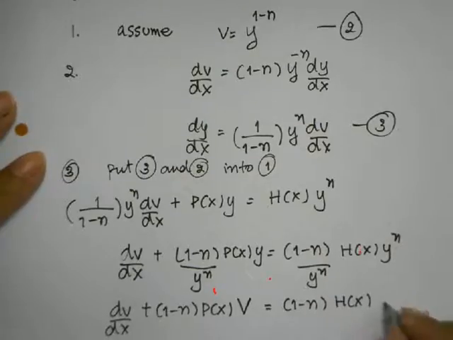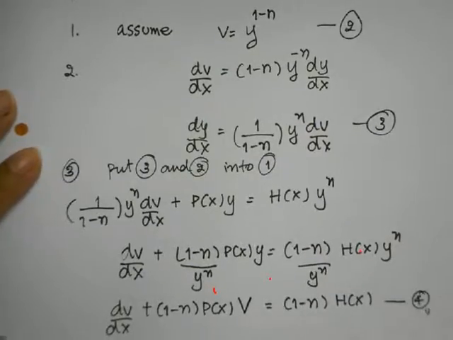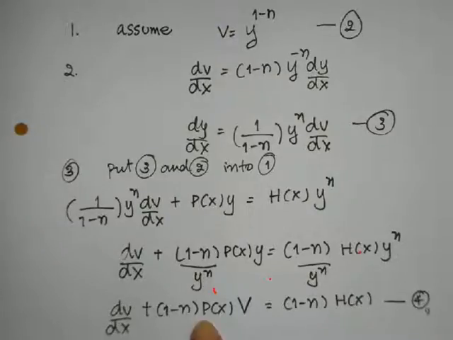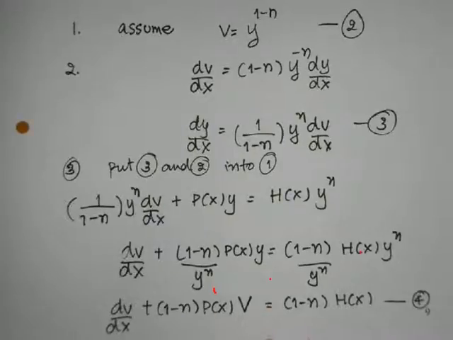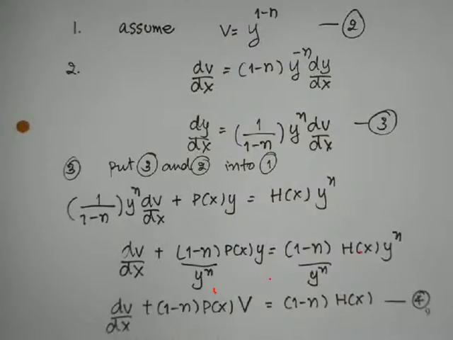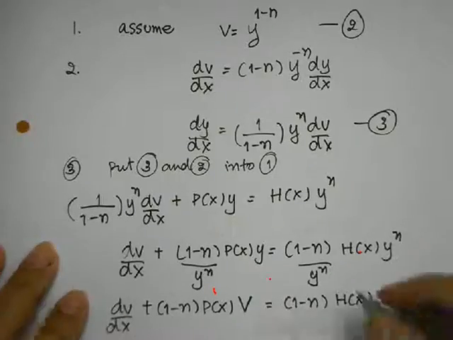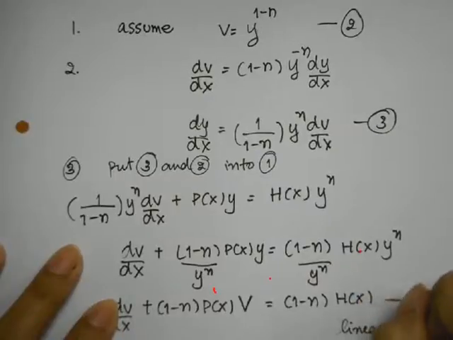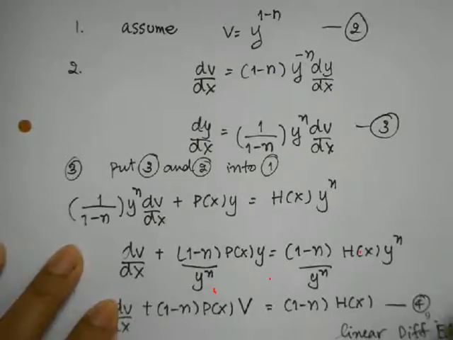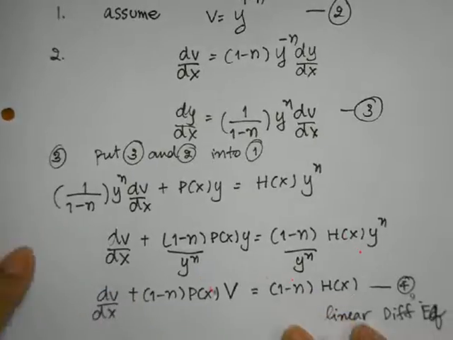Now, we would get equation 4. You change the variable from y to v. And now this equation is a linear equation, right? Now this equation 4 is a linear equation. And then, since this is linear, the way to find the solution is just using the linear differential equation method to solve for the answer.